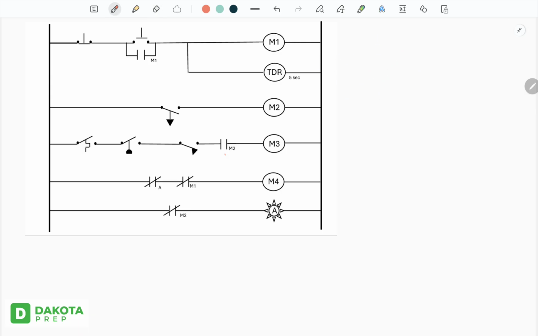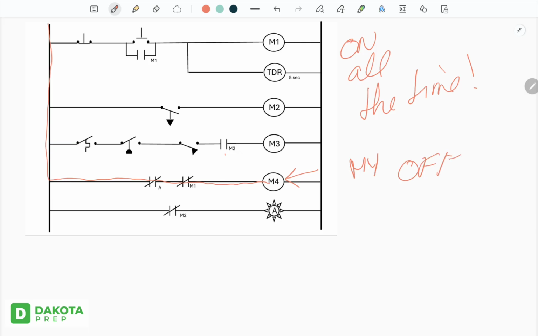Now, let's try M4. What has to happen in order for M4 to go on, go off, whatever? We're going to work backwards. Well, look at this. As we're looking, oh, look, M4 is on all the time. On all the time. That's weird, but you know what? Just go with it. All right, so what do we do in order to get M4 to turn off? Again, we're going to work backwards. Start at M4. In order for M4 to go off, M1 needs to be off.